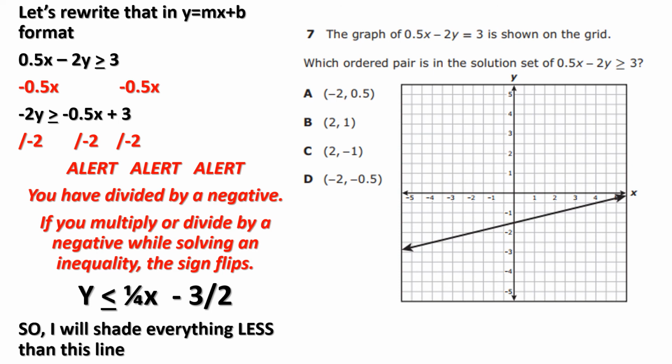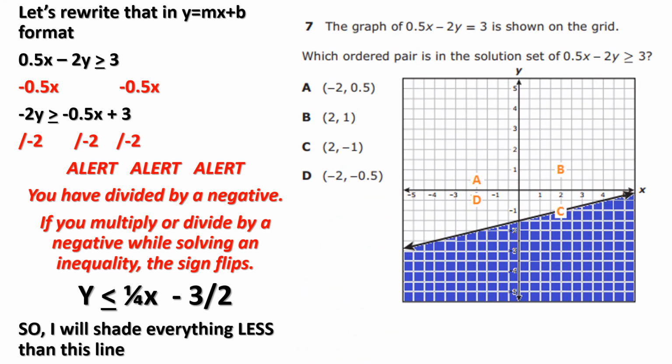I will shade everything less than this line now that I have changed it from its standard format to y equals mx plus b format. I will be able to see which direction to shade. I should be shading everything less than the line, so the line looks like this. And here is point A, B, C, and D. Which ordered pair is in the solution set of 0.5x minus 2y is greater than or equal to 3? The answer is C.